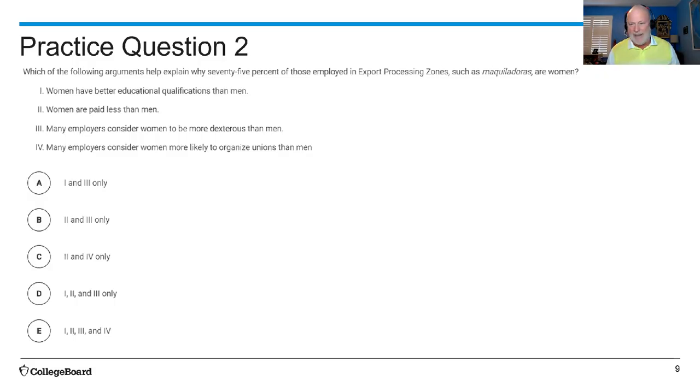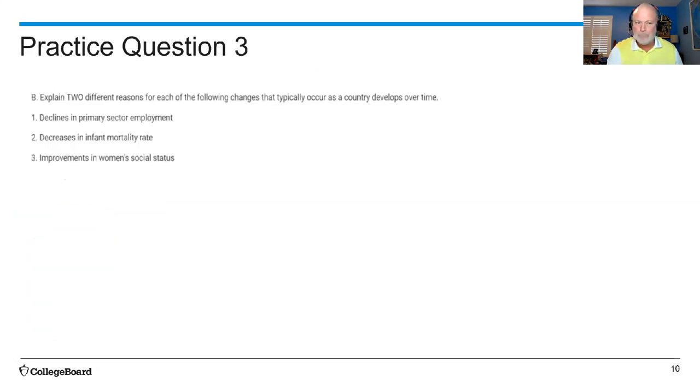So now we can eliminate anything that has the number 4 in it. Well, there we go. Let's look at our answer, right? We know that women are going to get paid less than men and that the women are going to be more dexterous than the men. Now, in terms of an FRQ, a little bit of a longer response, the free response question, I lifted a few parts of an FRQ here. A couple of years ago, there was one that said explain 2 different reasons for each of the following changes that typically occur as a country develops over time. Remember, at the very beginning of this slideshow, we were talking about how development and gender development are related to each other. So what I want to focus on is the number 3 there with you, improvements in women's social status as a country develops over time.